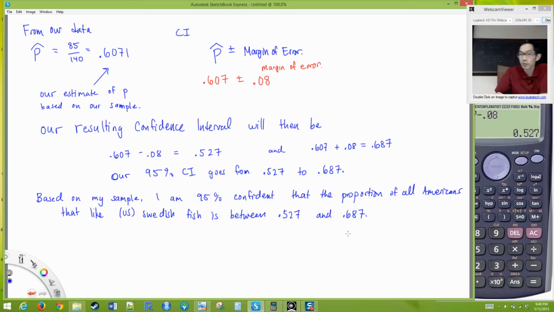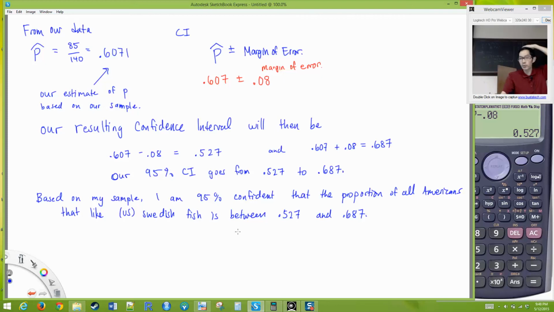And notice I'm saying confident, and I'm not saying a 95% probability, okay? Because probability implies an uncertain outcome, something that's not yet determined. But if we think about the population, there's nothing uncertain about it. There's a certain proportion in the population that likes Swedish fish, and that's not an uncertain number. We don't know what it is, but there's no uncertainty in that number itself. So we just talk about being confident.